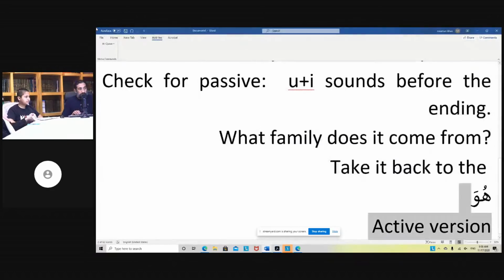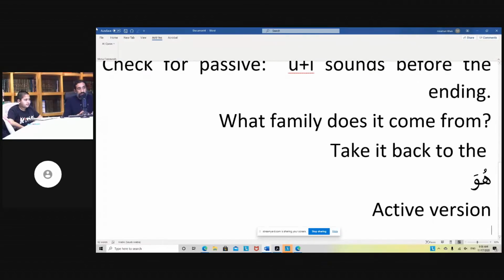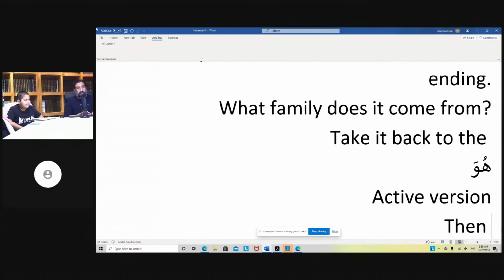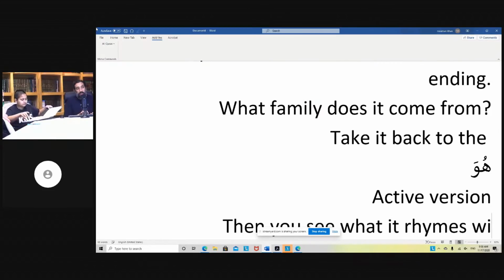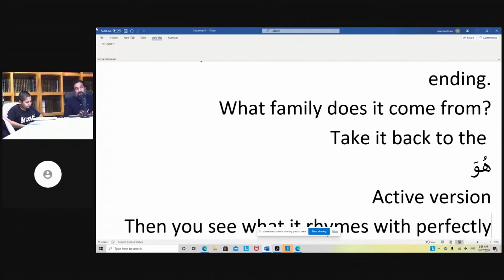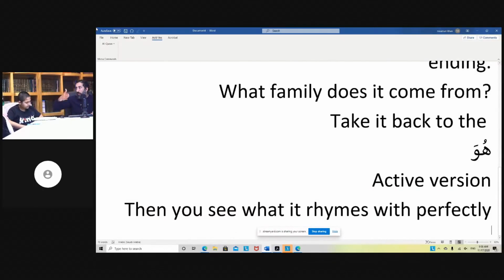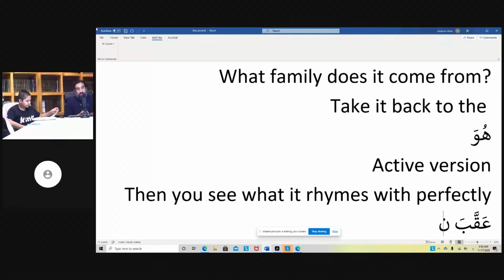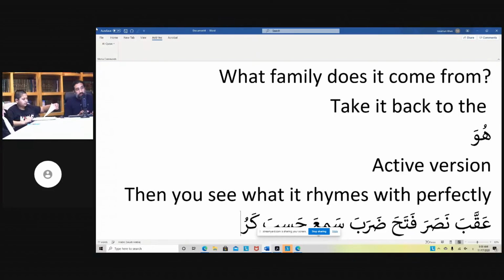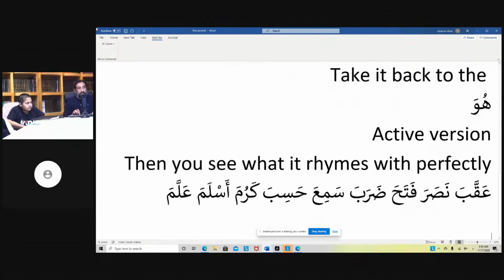This is how we answer what family does it come from? First you take it back to the hua version, then you see what it rhymes with perfectly. Rhymes with perfectly means not just the ending matches, the whole word matches. It's a perfect rhyme. So we have the word aqaba, right? Then we've got the family nasara, fataha, daraba, sami'a, hasiba, karuma. Well, you can already eliminate aslama.